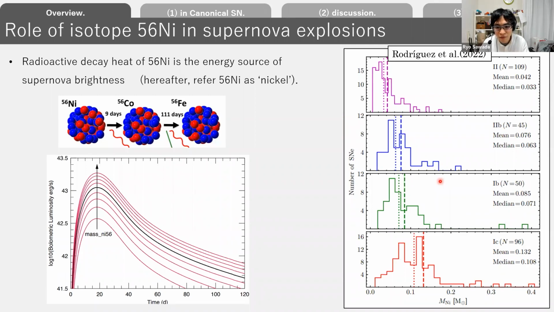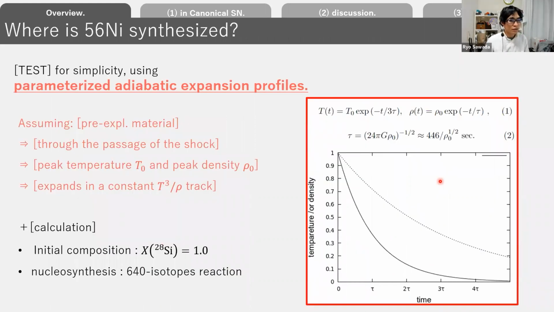So next, I will discuss how 56 nickel is produced inside the supernova. Okay, so to illustrate this, for simplicity, we use a parameterized adiabatic explosion profile. Let us focus on a particular Lagrangian particle, and assume the passing shock wave hits that material, and this material experiences peak temperature T0 and peak density rho 0, and then expands along a constant T^3/rho track. This is an isentropic track.